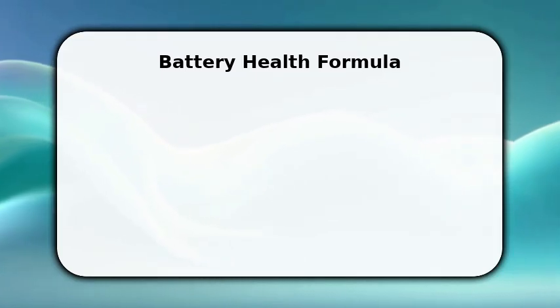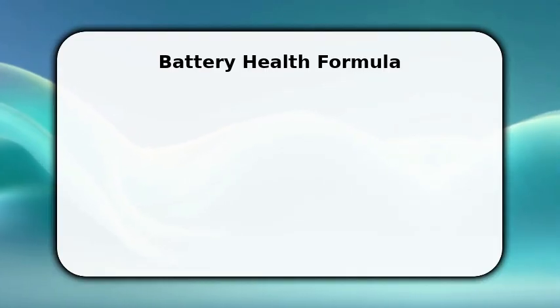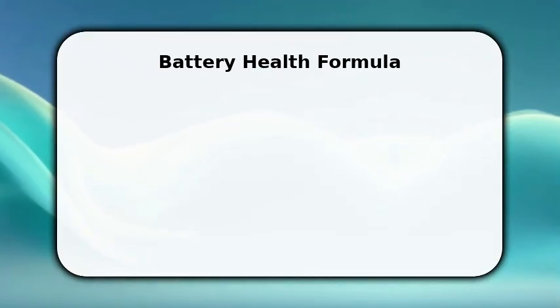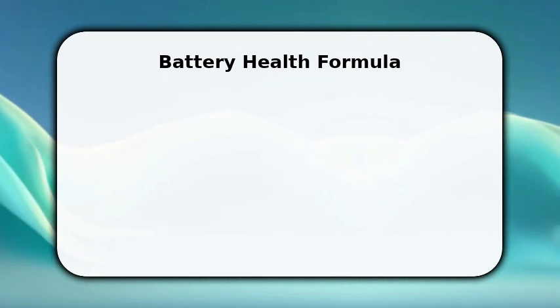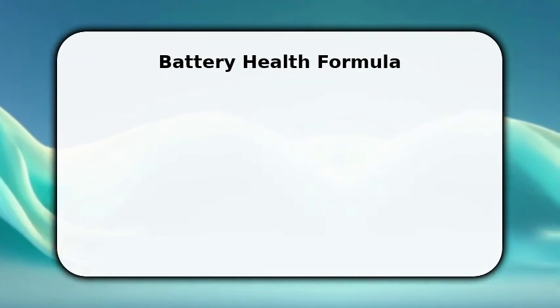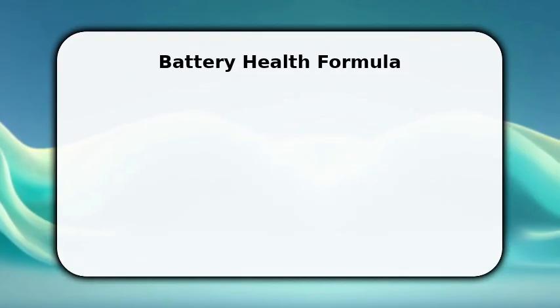The formula is simple. Divide full charge capacity by design capacity. Multiply the result by 100 to get percent health. This percent tells you how much capacity remains versus new condition. Use exact mWh numbers for precise calculation.